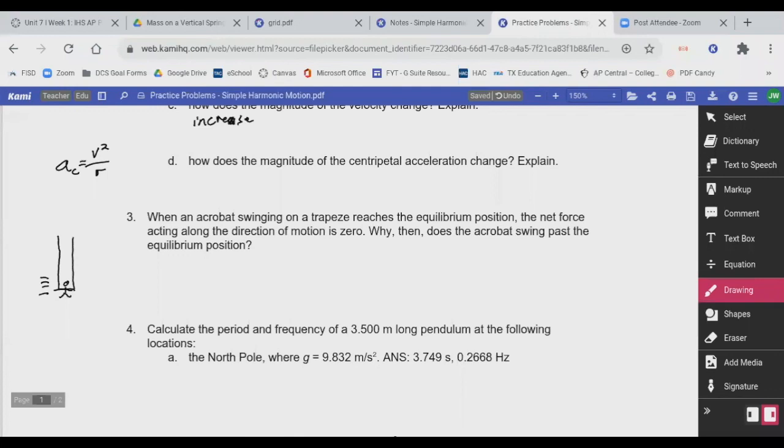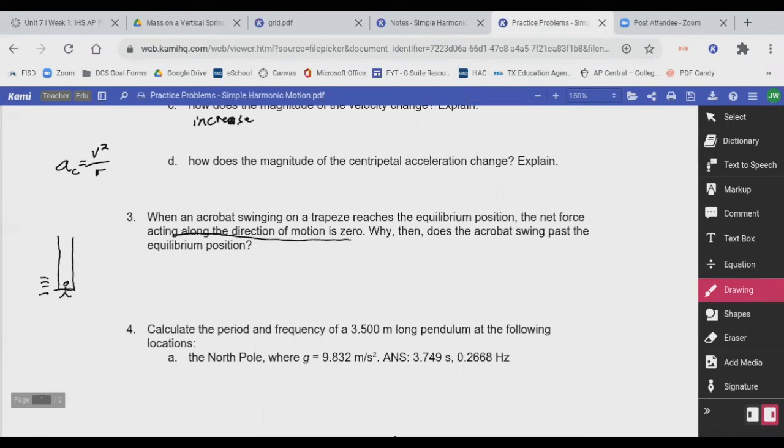Okay, so when it's saying acting along the direction of motion, that's the tangential. That's the restoring force. Why then does the acrobat swing past the equilibrium position? So if the restoring force is 0 right there, why do they keep moving? Because they still have velocity, it's not 0. Correct. Now, someone else was talking along with you. What was she saying? She was saying that they still have velocity.